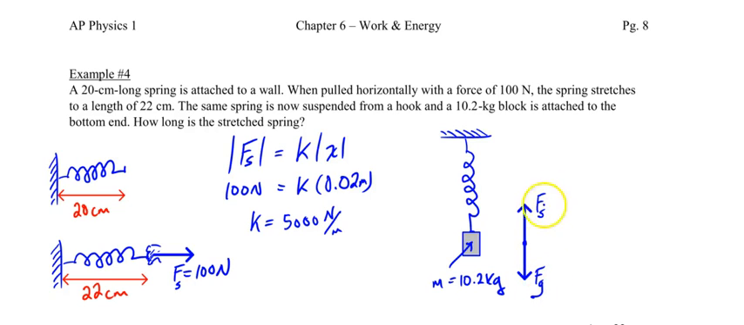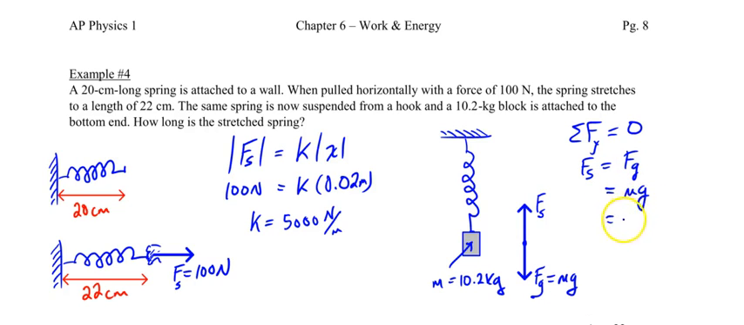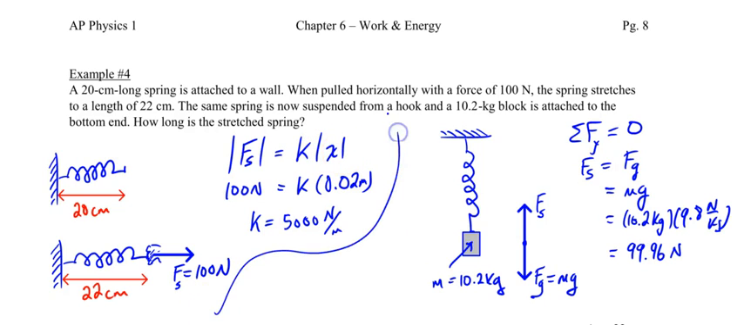And so we know that these two forces must be equal to each other because the sum of the forces must balance out to be 0 vertically. So the spring force must be equal to the force of gravity. And we can calculate the force of gravity because we know that's equal to m times g. So the spring force is m times g, and m is 10.2 kilograms, and g is 9.8 newtons per kilogram. That gives us a force of 99.96 newtons. So now that we know the spring force, and we also know the K, then we can find the new extension. So moving on from here, let's use the same formula.